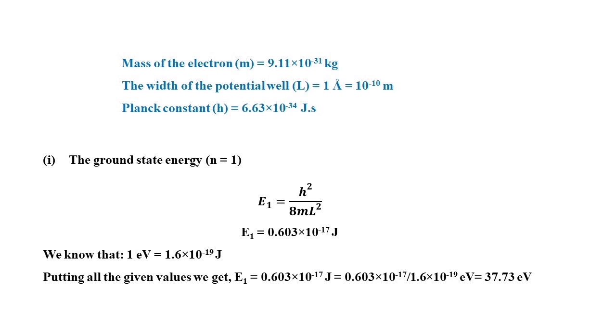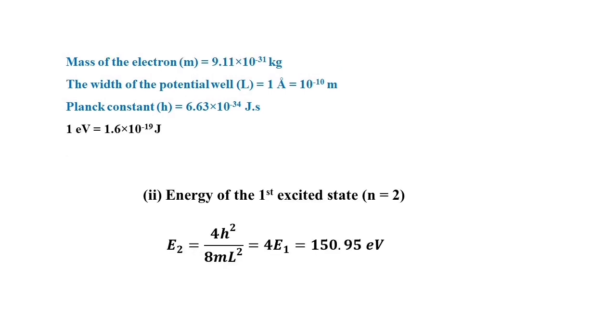If I put back all these values in the expression of energy with n equal to 1, that is the ground state, we get E1. Just putting all these values, we get E1 as 0.6 × 10^-17 joule. Now keep in mind, if we want to obtain the value in electron volt, we know 1 electron volt is 1.6 × 10^-19 joule. So by dividing through 1.6 × 10^-19 joule, we get the answer in electron volt, that is 37.73 electron volt.